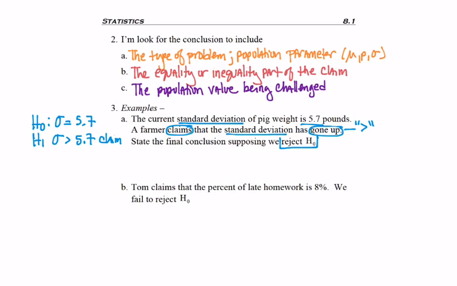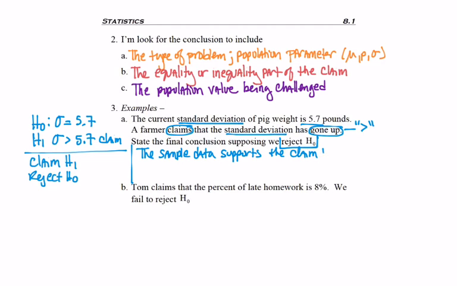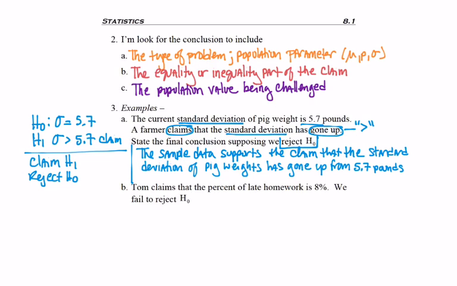And here we're told that we're going to reject. Later we'll figure out when and how we know if we're going to reject, but here I'm just being told that. So this means that my claim is H1, and I'm going to reject H0. So according to the flow chart, I reply with, the sample data supports the claim that the standard deviation of pig weights has gone up from 5.7 pounds.